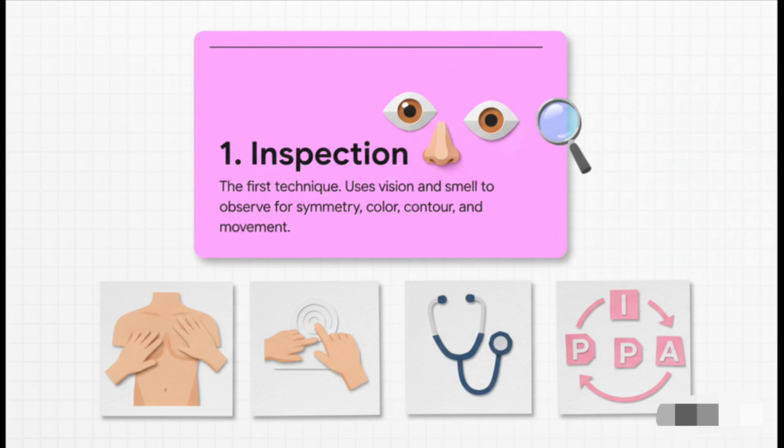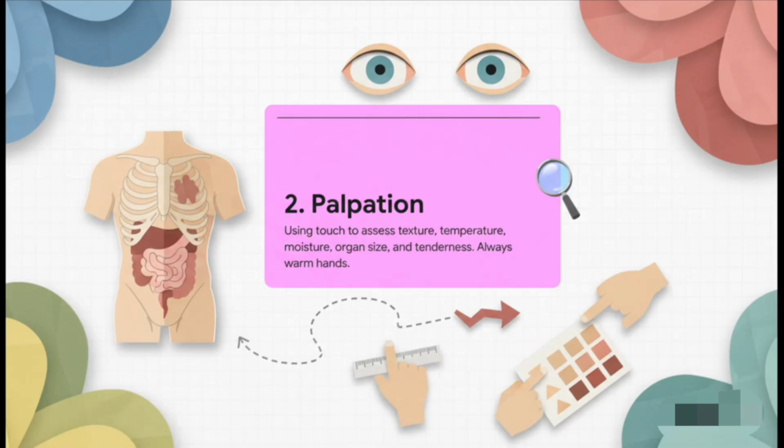And it's so much more than just a quick glance. It's a really deliberate process of using your vision and even your sense of smell to check for things like symmetry, color, and movement. Inspection always comes first because it gives you that pure, unaltered view of the patient before you disturb anything. Next up is palpation, which is all about using your sense of touch.